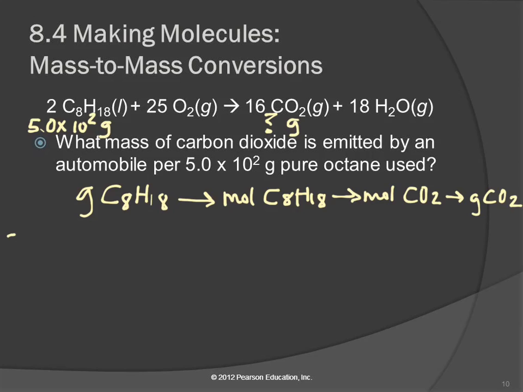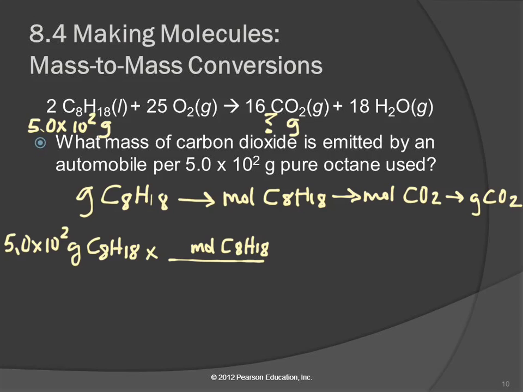So we're going to start with the mass that they gave us, 5.0 times 10 to the 2 grams of, you have to write the formulas in here, octane. We're going to have 3 conversion factors. And our path here, these are the units. We start out with grams of octane. The next one is moles of octane. And then we're going to have another term. After moles of octane comes moles of CO2. And after that comes grams of CO2.